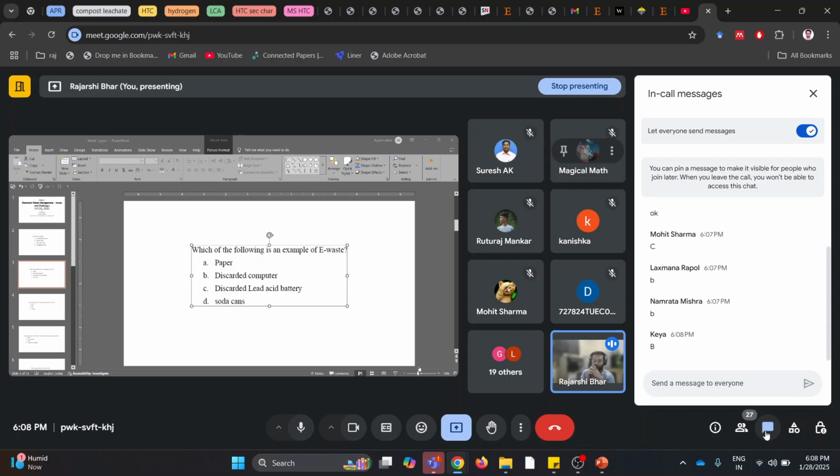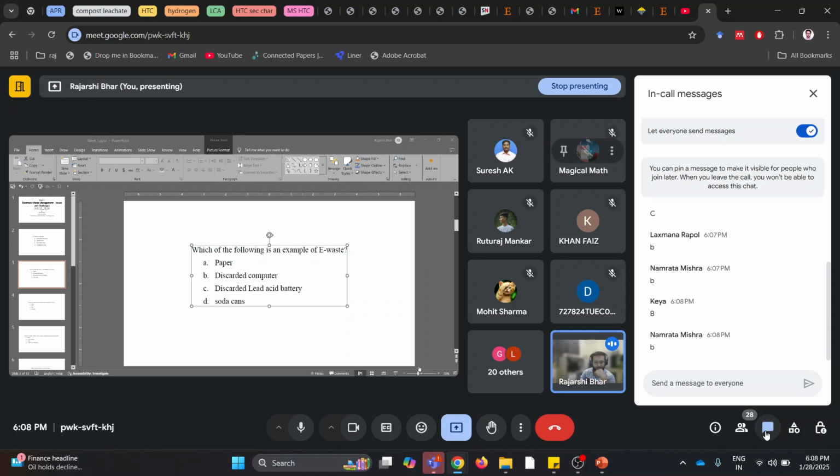So now you just think about the components. If you have to discard a computer and then you have to discard a lead acid battery, now you have got two categories. One is your e-waste, another one is your hazardous waste. So now you tell me, if I have to identify out of option B and C which is the e-waste, then what will be the option that you choose and why?